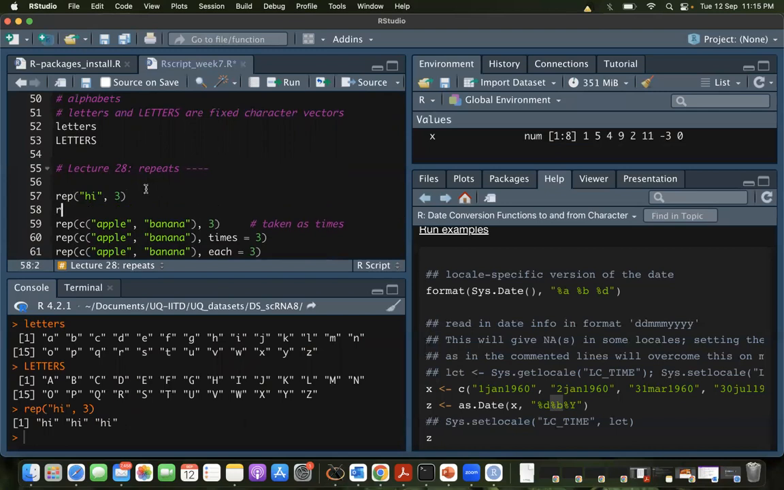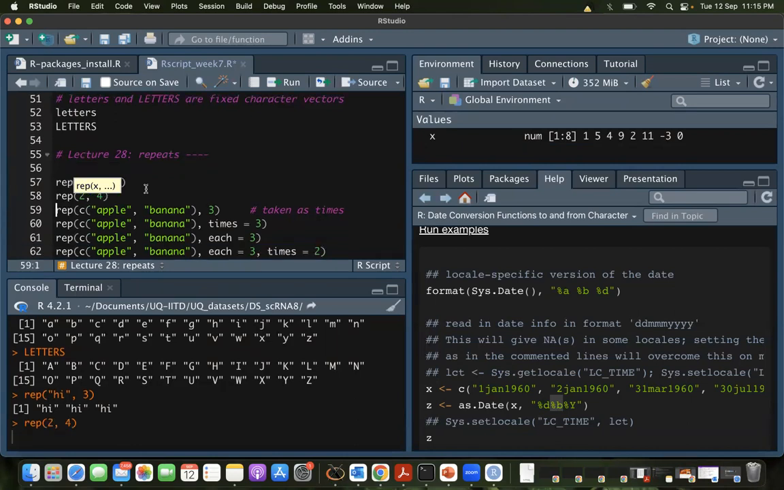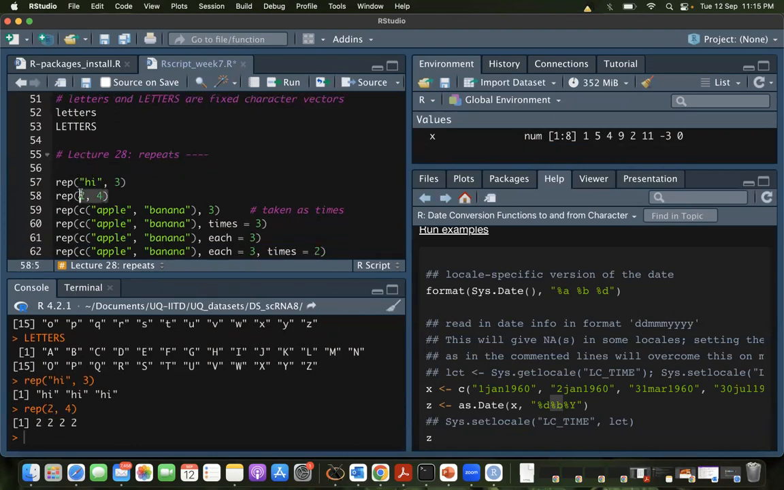Okay, likewise you can also have it with numbers, right? So 2 comma, let's say 4 here. So it basically means the first thing is going to be repeated as many times as the second argument here, the second number, second value. Okay, so you're writing high 3 times, you're writing 2 4 times.